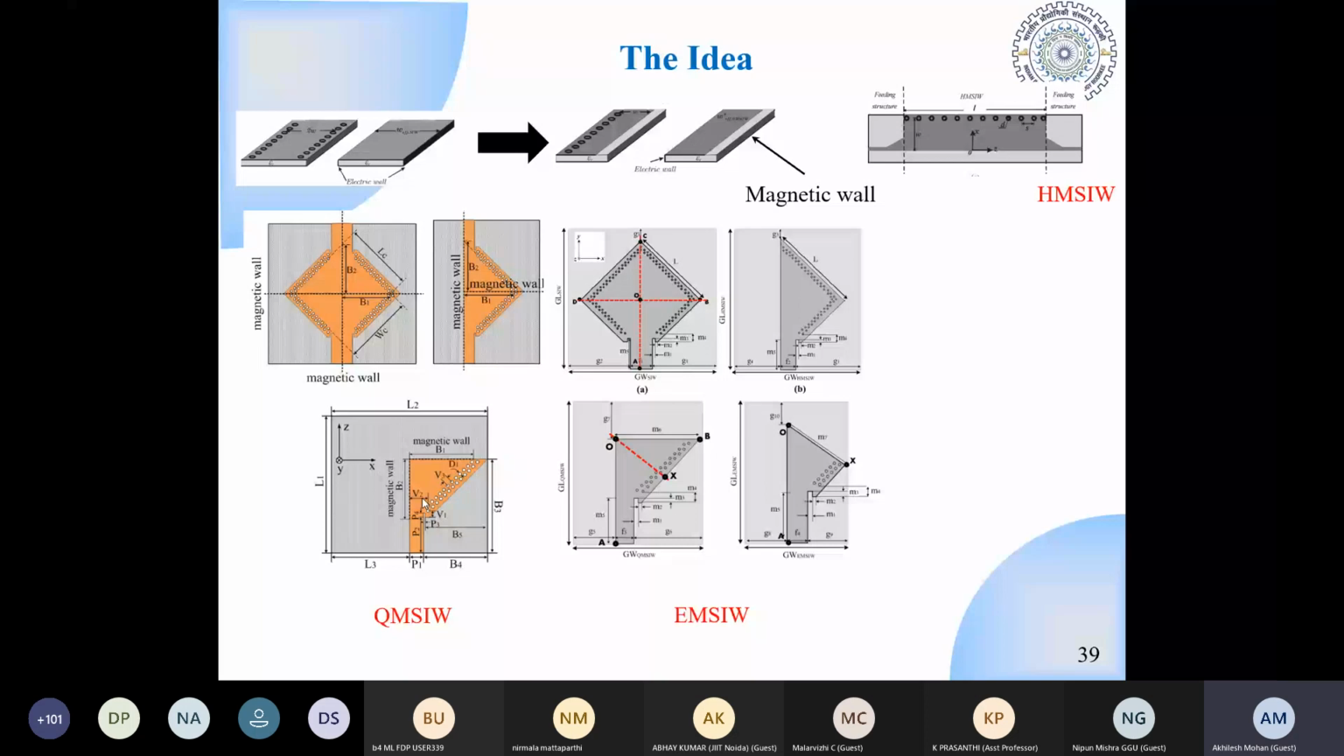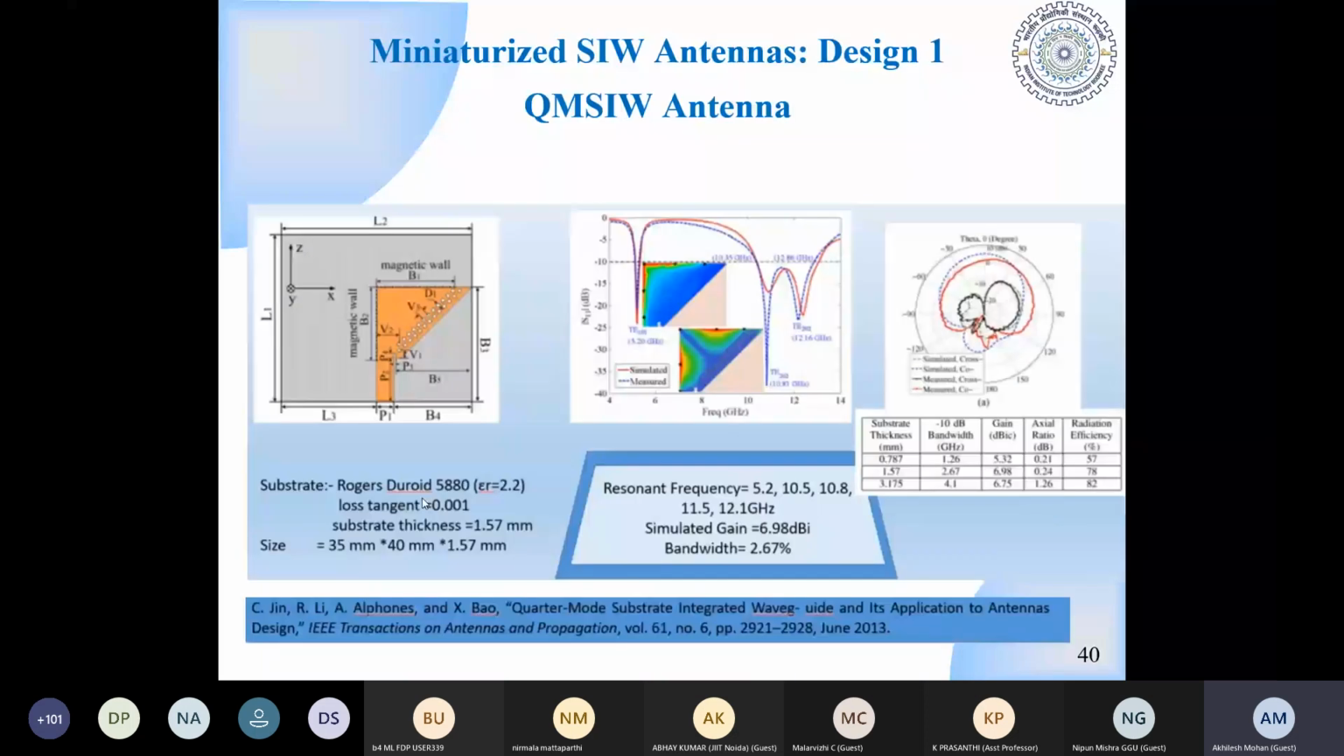People have designed different types, that is quarter mode SIW antenna. So they have decided and designed it. It will support all the modes, whatever the fields are supported by that one. If you can see the fields supported here and here, it will support the TE110 mode, TE220 mode. So you can design the antenna.